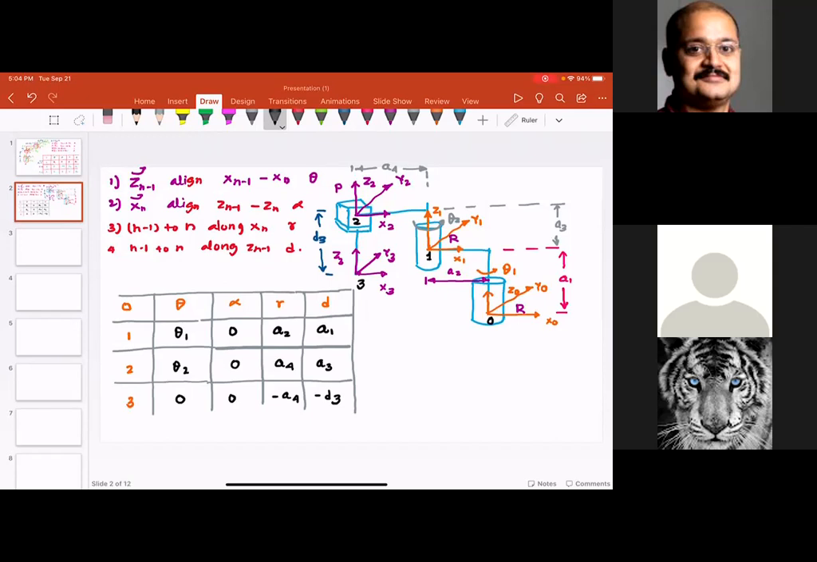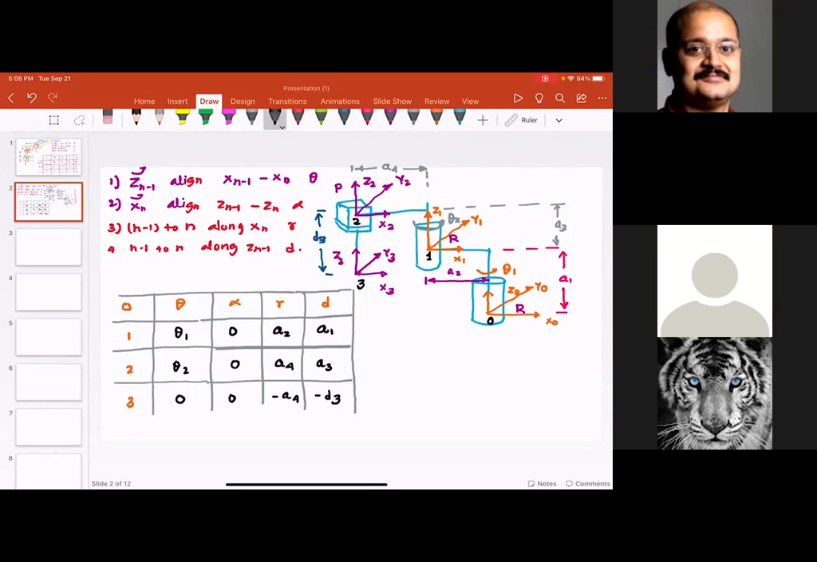Then rotation about Xn, which is rotation about X1, so that Z(n-1), which is Z0, gets aligned with Z1. And please note, they are already aligned, so that's why I'm going to say 0. Then for R, from the 0th frame to the first frame along X1, this distance is A2. That's why it's positive A2. That's why I have drawn the robot towards the left.